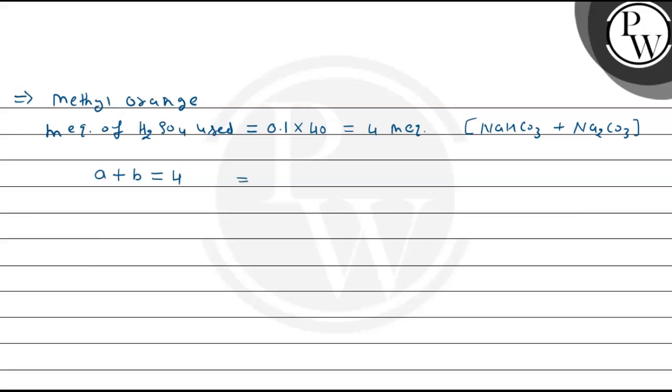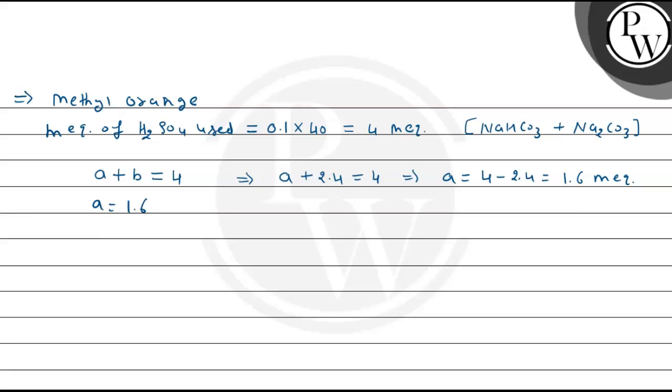Now we have already calculated the value of B. So it is 2.4 which we have to put up here, and it is equal to 4. From here we can calculate the value of A easily. So 4 minus 2.4 and it will become 1.6 milli equivalent of NaHCO3. So from this milli equivalent, we can easily calculate the mass of NaHCO3 which is used. A is equal to 1.6.